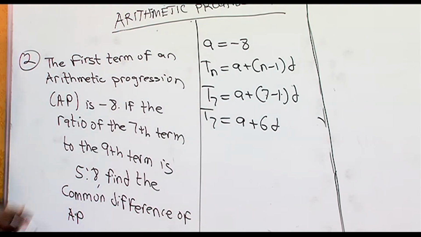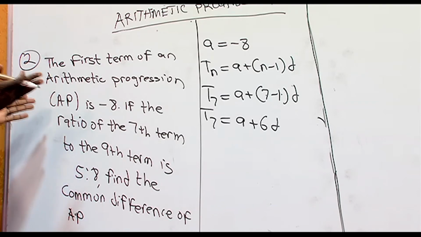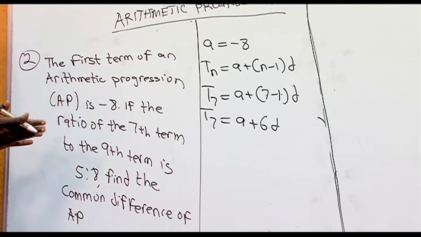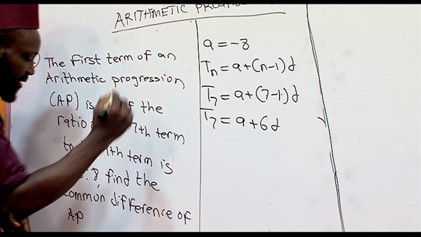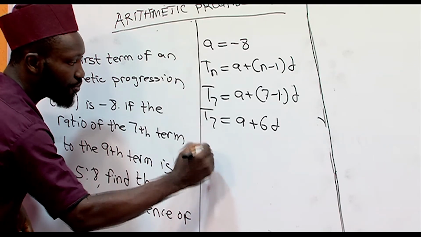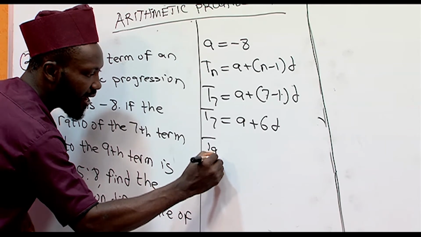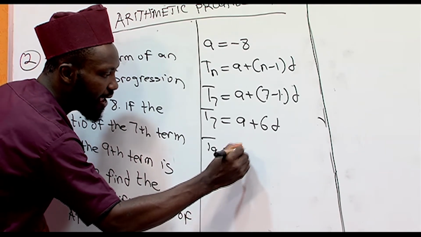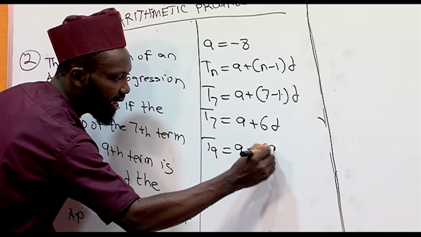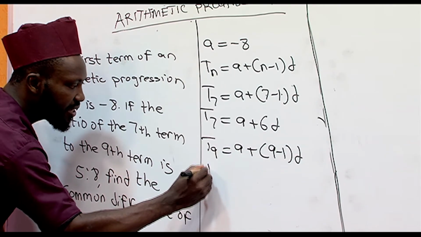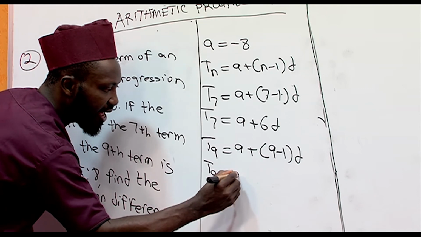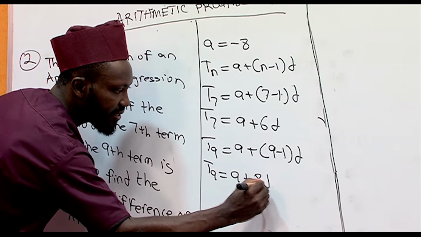Then remember that we are also given that the ratio of the 7th term to the 9th term is 5:8. So we need to get the 9th term. For T9, we have T9 is equal to A plus, open bracket, 9 minus 1, close the bracket, multiplied by D. So at the end, T9 is equal to A plus 8D.